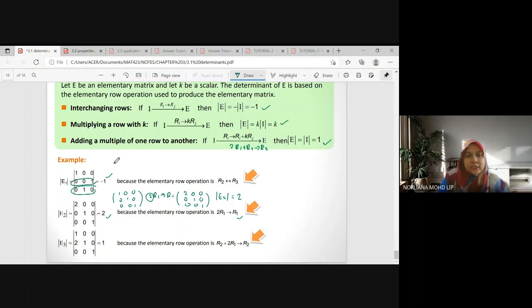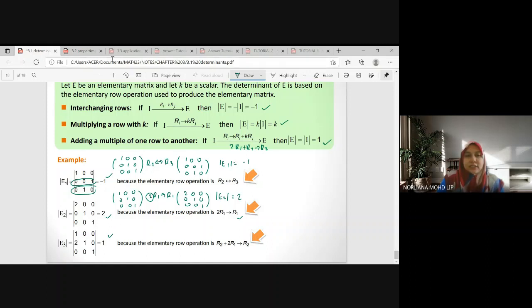Okay, yang ni pun sama ni tadi. From identity 1 0 0 0 1 0, nak jadikan yang ni. So R2 interchange with R3. So E1 is equal to negative 1.